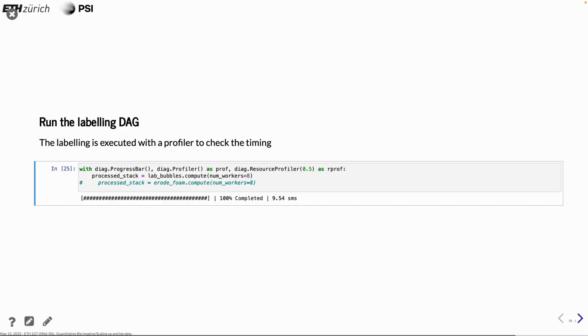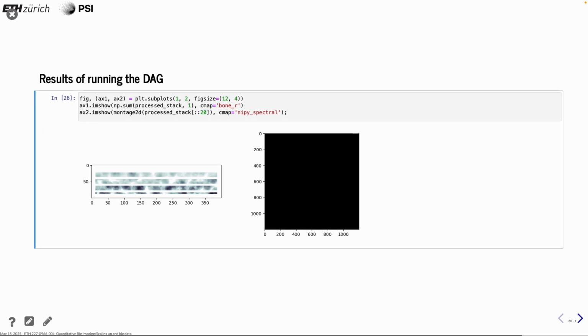And well, it took some time. Now, let's see. We can just look at these images and see how the processing was done.